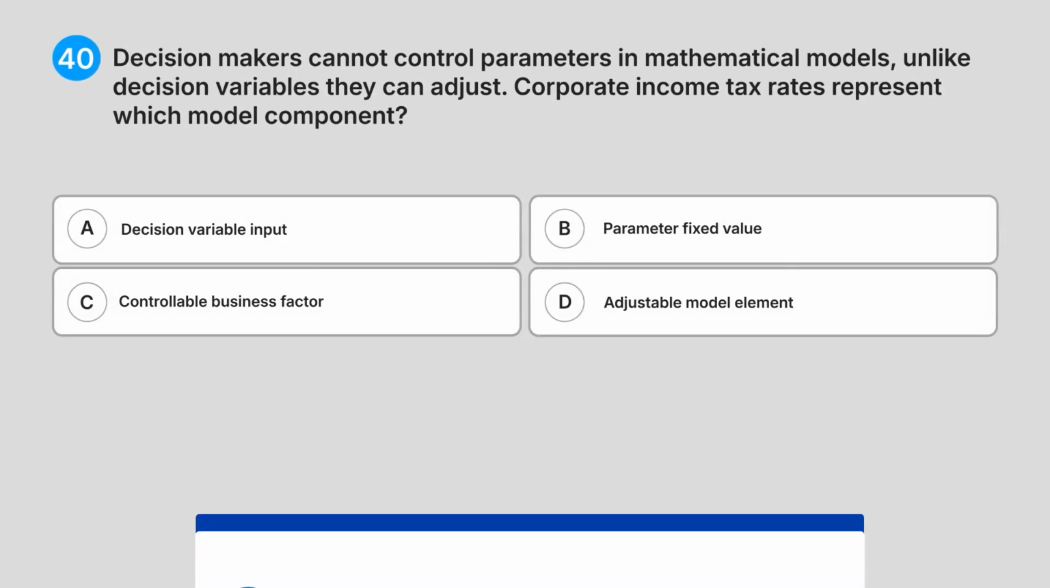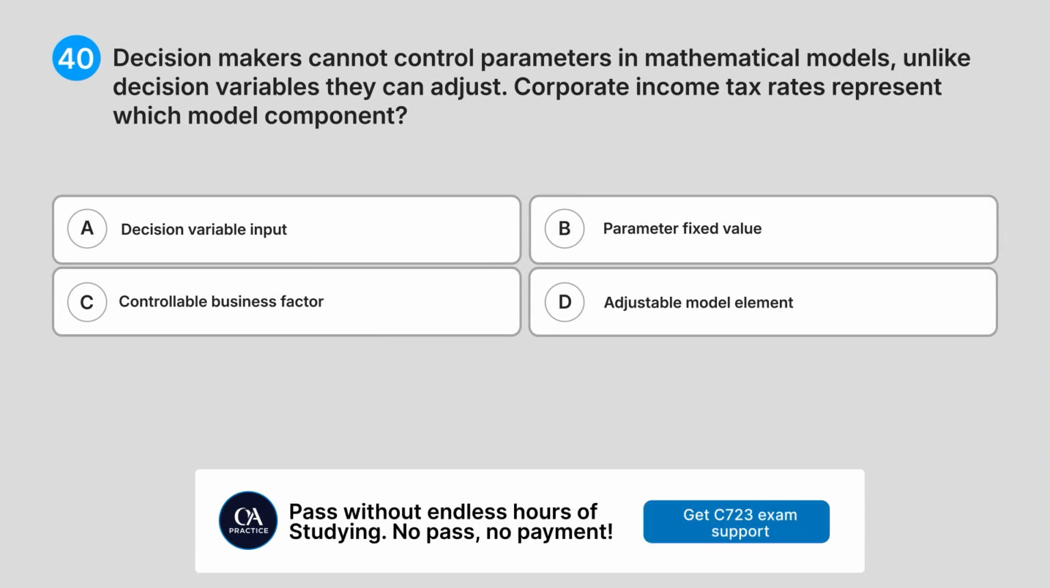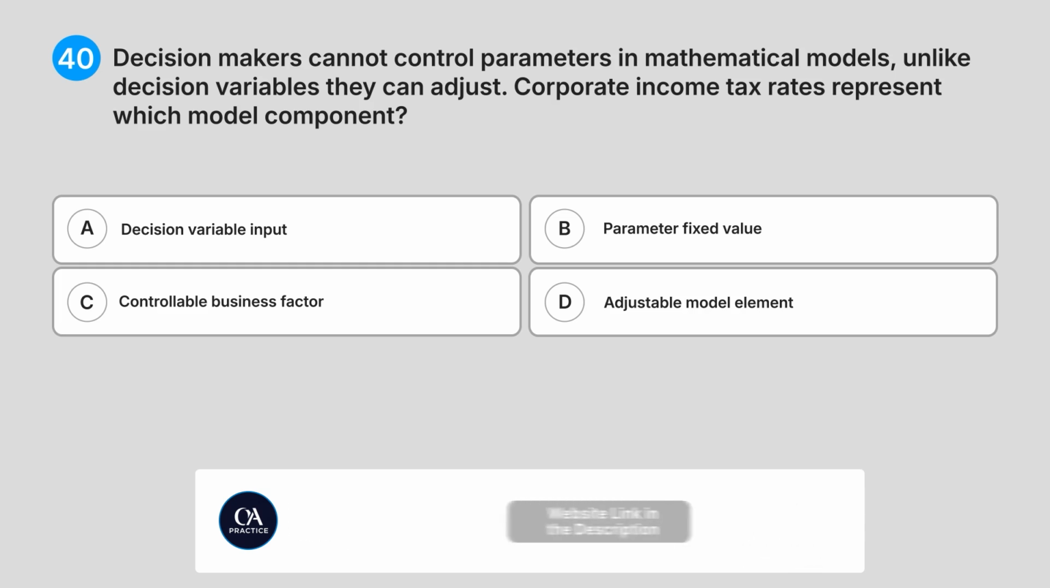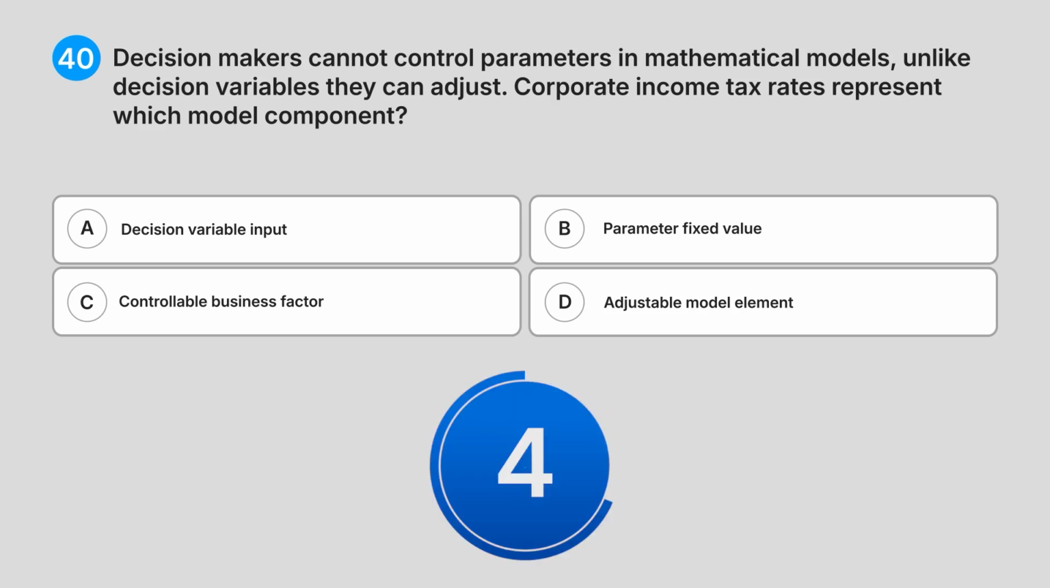40. Decision makers cannot control parameters in mathematical models. Unlike decision variables, they can adjust. Corporate income tax rates represent which model component? A. Decision variable input. B. Parameter fixed value. C. Controllable business factor. D. Adjustable model element. Do you know the answer?